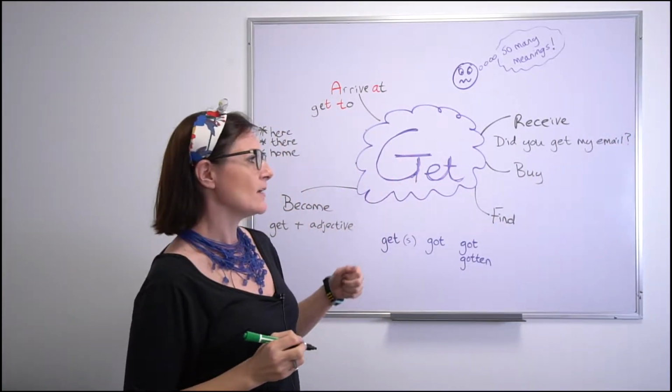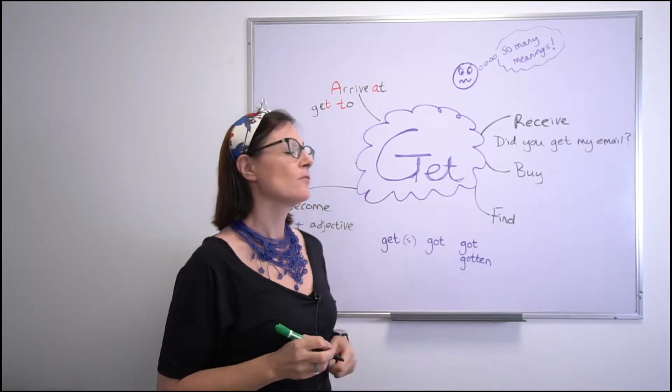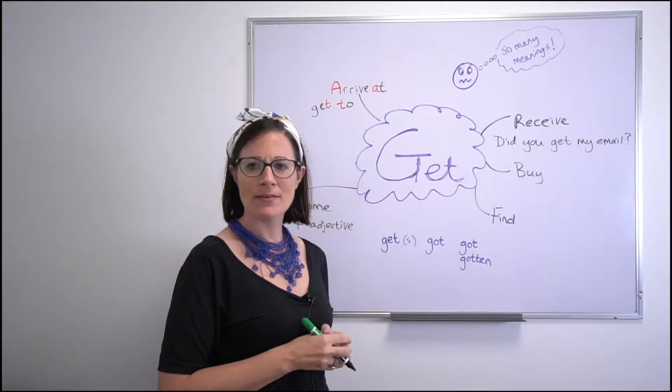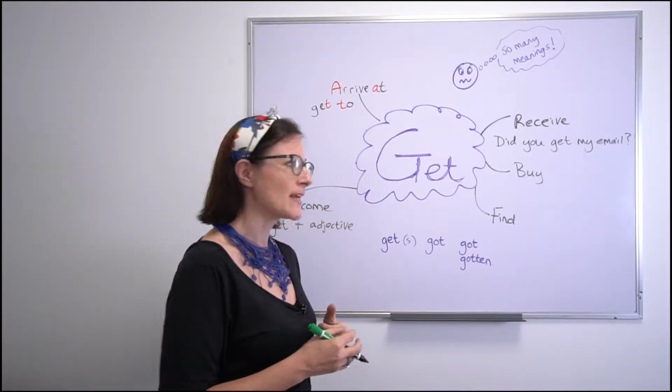The second meaning of get is buy. For example, oh, I like your shoes. Where did you get them? Where did you buy them? Where did you get them?